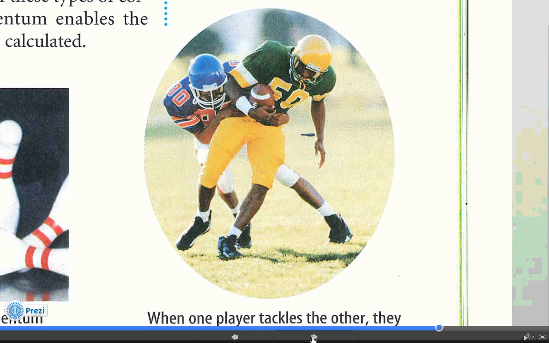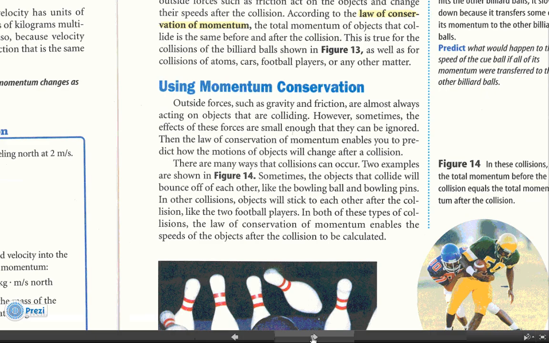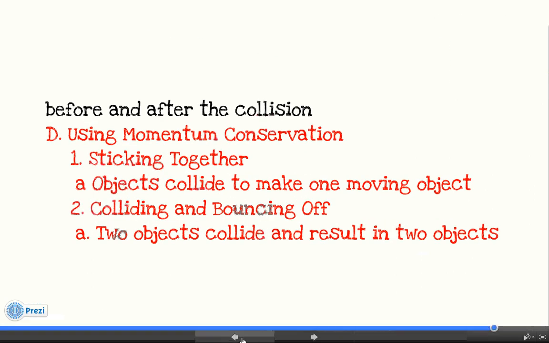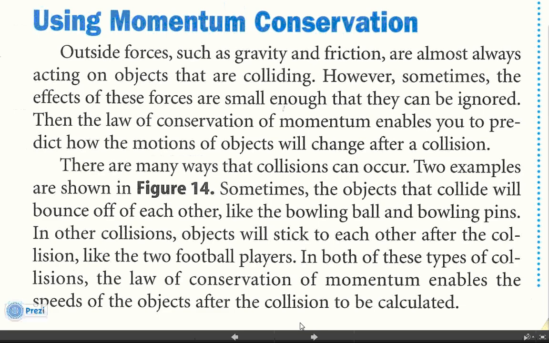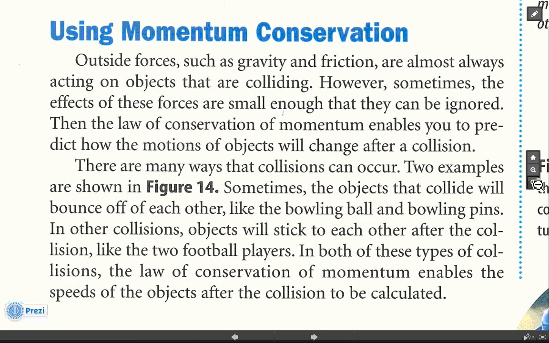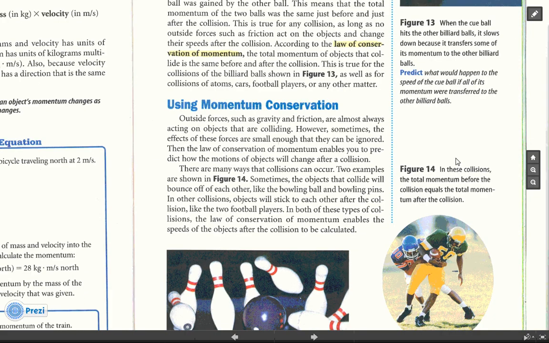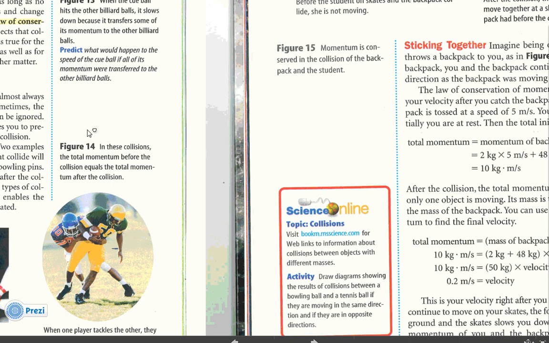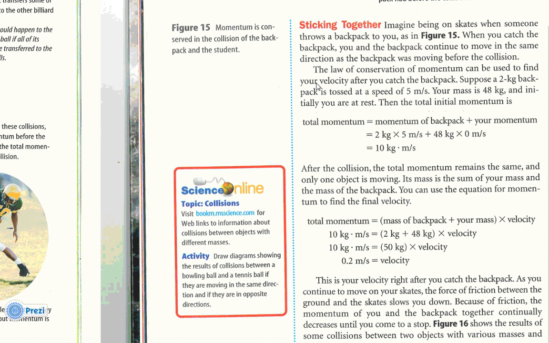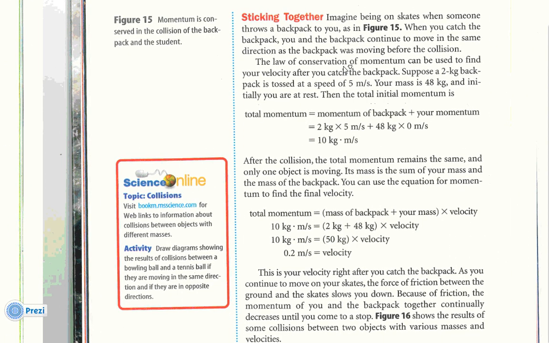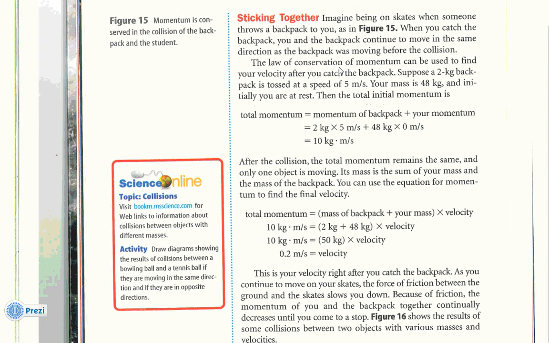Now, let's go back a minute. The rest of the section describes the two types of collisions, sticking together and bouncing. But we're not going to worry about all this. Okay, this is a little too much information. And when we do these problems, we'll work it out then. But just understand that you can have collisions where things stick together.